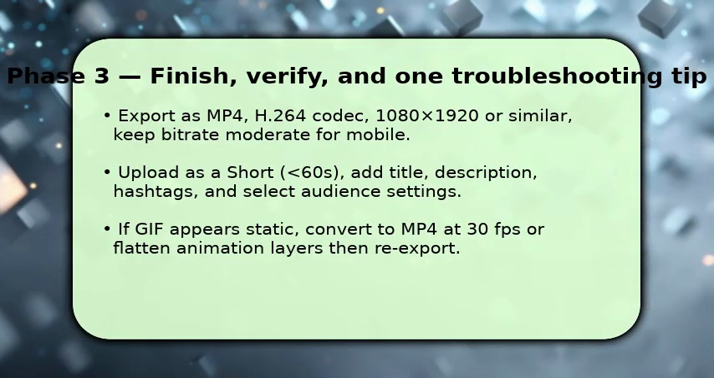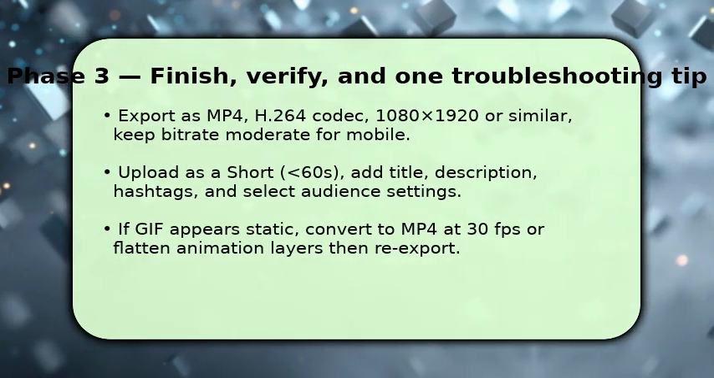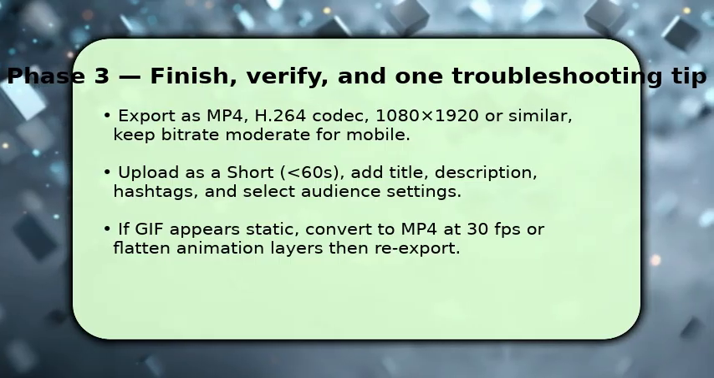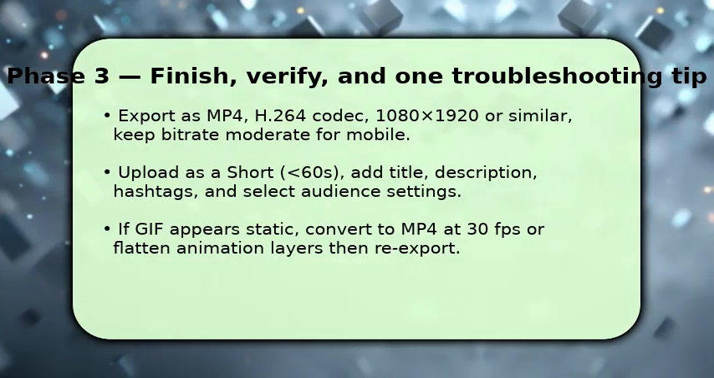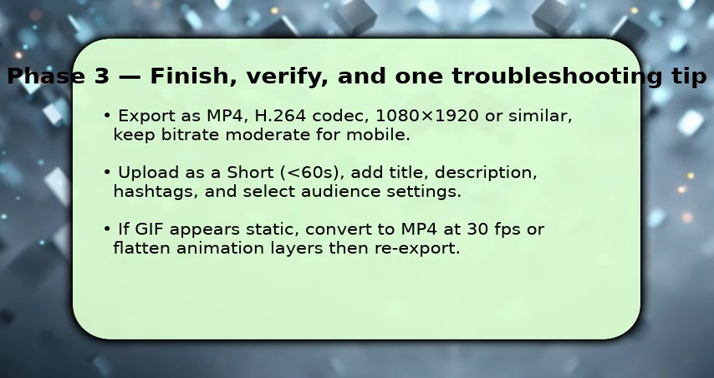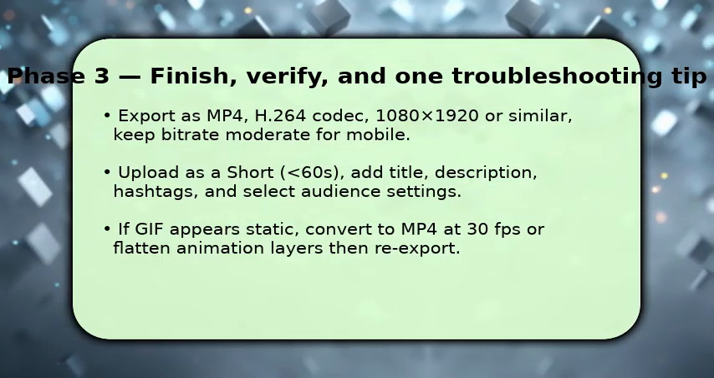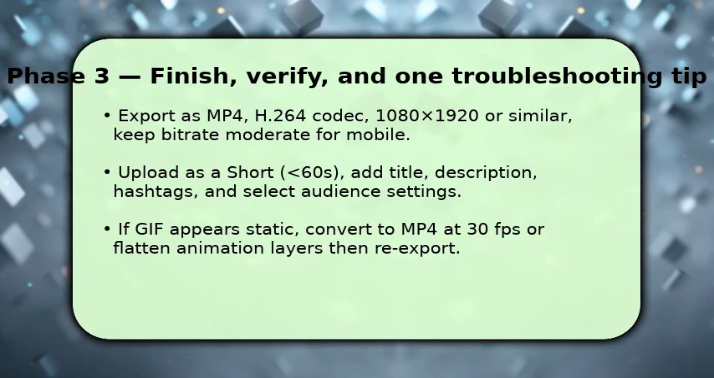Once uploaded, check playback on mobile. If the GIF looks static, convert it again at 30 FPS or flatten animations before re-exporting. Also, if you run into copyright flags, swap to licensed content or obtain permission to avoid takedowns.